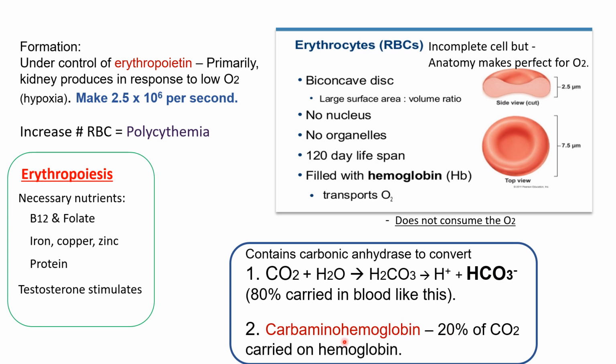And about 20% or so, there's a little bit of fudge factor here. So there's some other places that about 20% is carried on the hemoglobin. CO2 is a mild competitor for oxygen. It doesn't have as much affinity as oxygen, but it will compete off a little bit of oxygen. We call that carbamino hemoglobin.